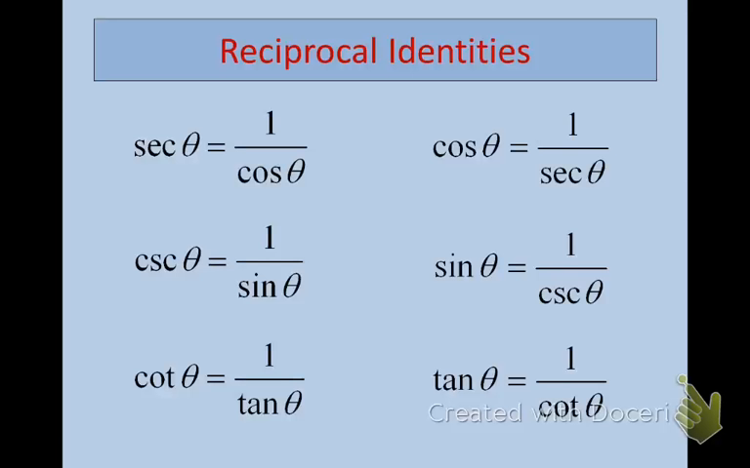So your reciprocal identities. These are the ones that you guys already know. So you already know that the secant and the cosine are reciprocals of each other. You already know that the cosecant and the sine are reciprocals, and the cotangent and the tangent are reciprocals. That's stuff that we used in the last chapter. So I'll give you a second to write that down, and then we will move on.